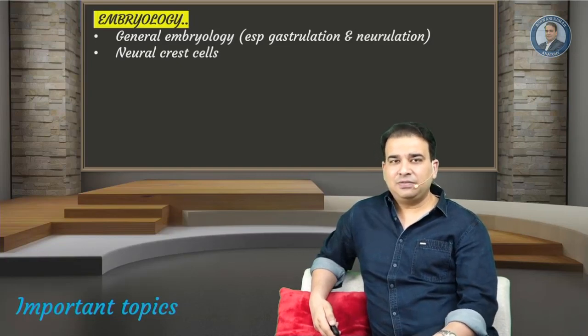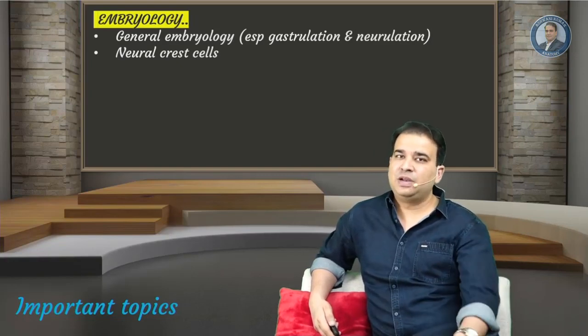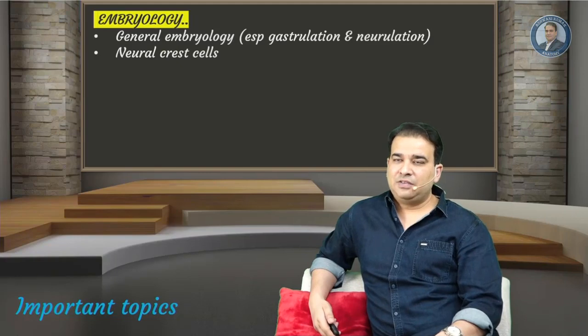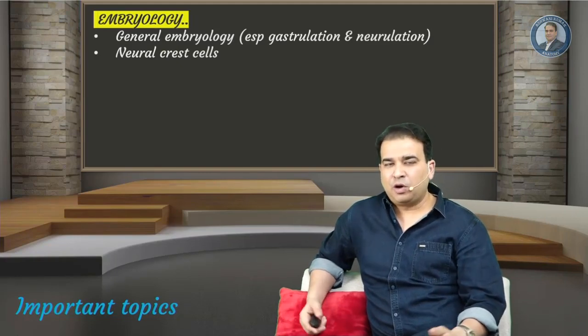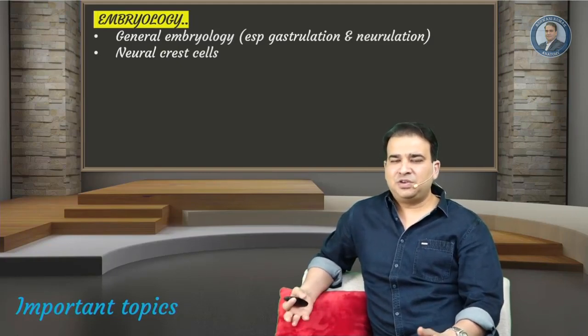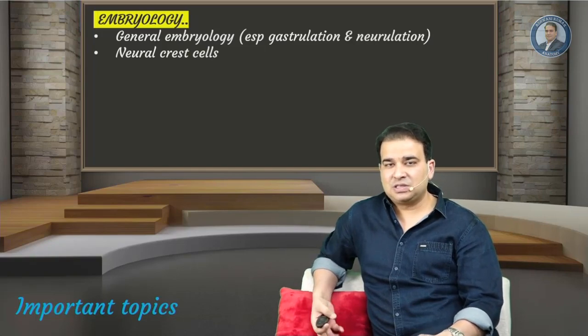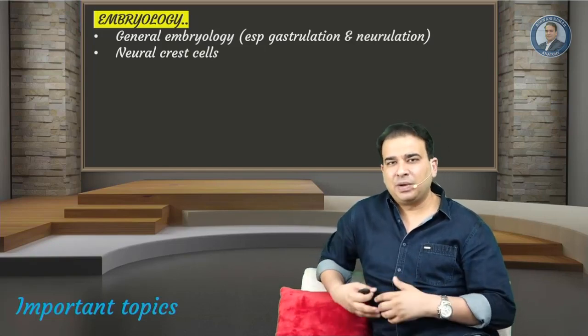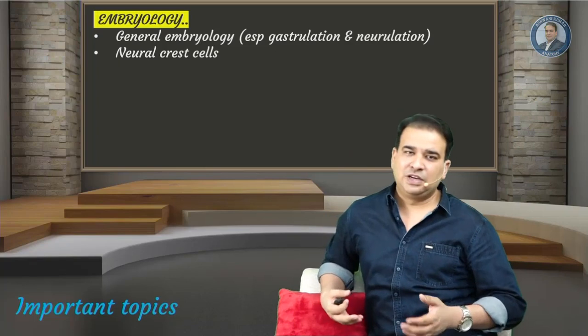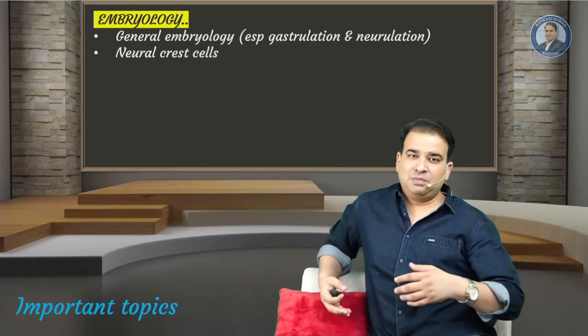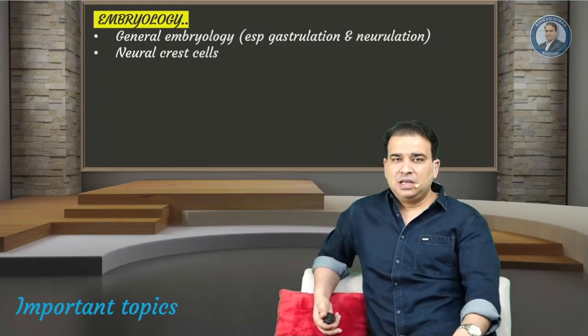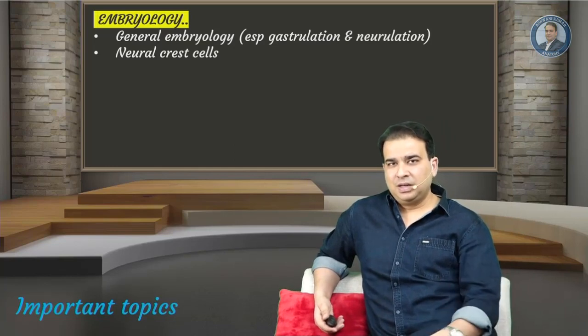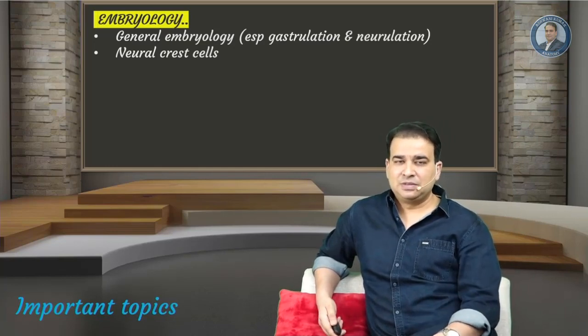Neural crest cell derivatives, the so-called fourth germ layer, has always been an important topic, not only for the PG entrance examination but for researchers also. This is a very dynamic topic. It keeps on changing. What are the derivatives of neural crest cells? What are the derivatives of the mesenchyme derived from the neural crest cells? So make sure you go through the neural crest cell derivatives.